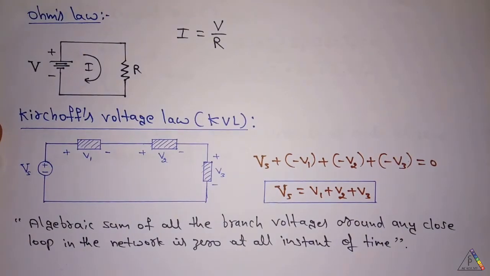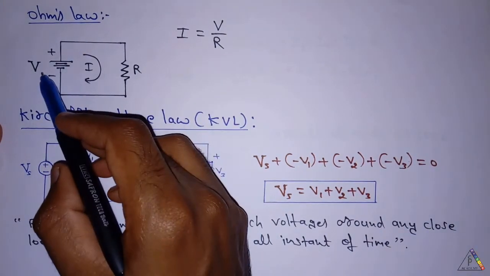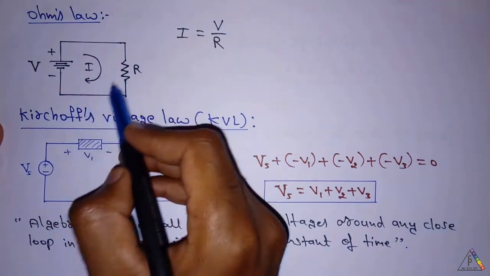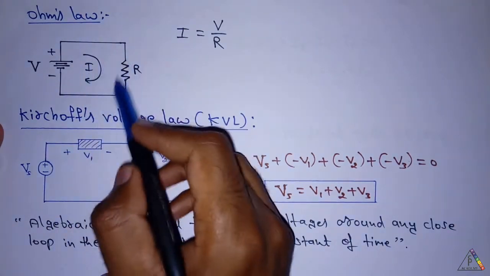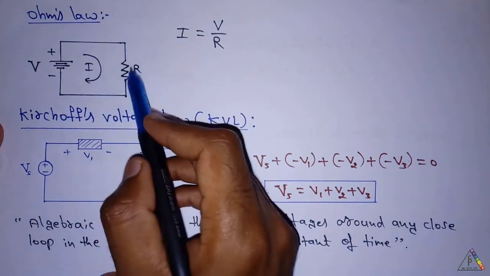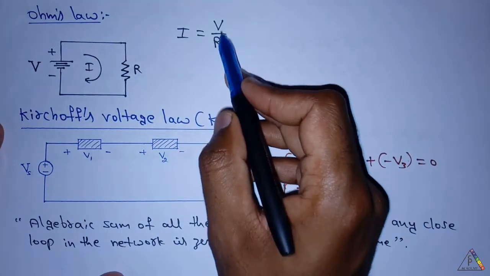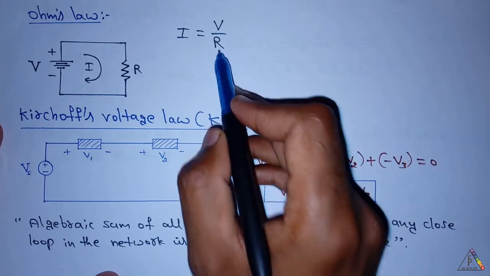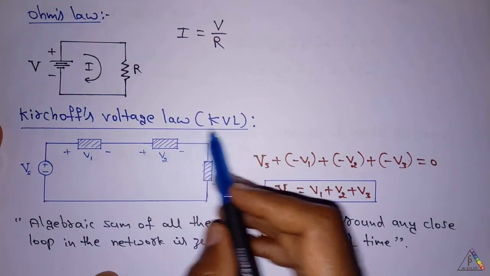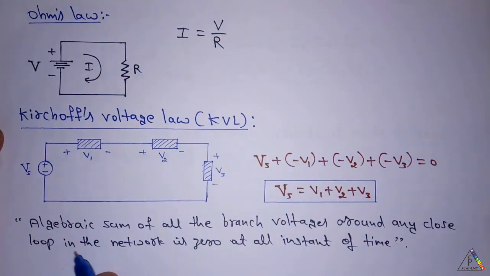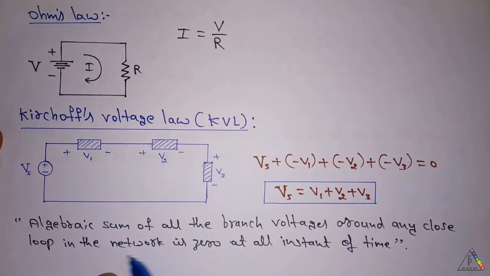Next is Ohm's law. For any circuit, if V is the voltage source, I is the current flowing through the circuit and R is the resistance of the circuit, then by Ohm's law, I equals V by R, or V equals I into R. Next is Kirchhoff's voltage law, that is KVL, which tells that the algebraic sum of all the branch voltages around any closed loop in the network is 0 at all instants of time.